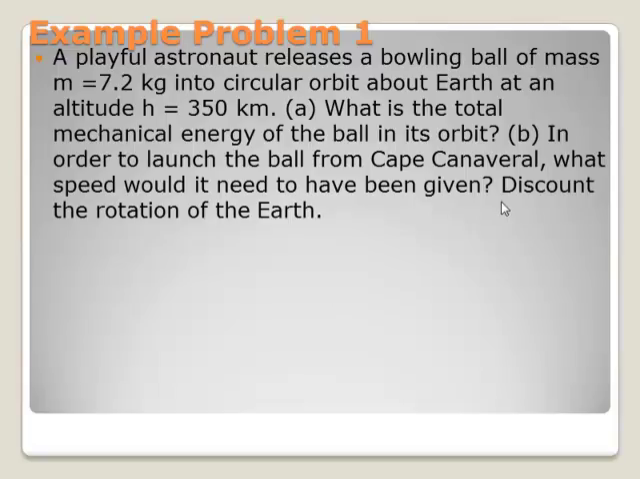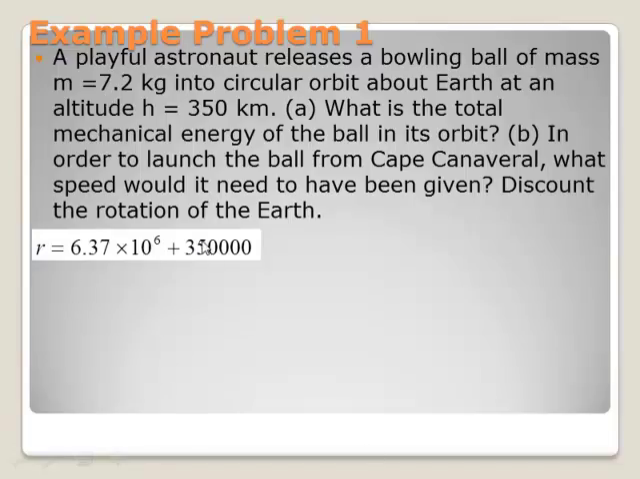So there will be another problem in this video where we do not discount the rotation, so just keep that in mind. When something is on Earth's surface, it has a little bit extra kinetic energy because it has a speed due to the rotation of the Earth. So the first thing we're going to do is calculate how far the center of the bowling ball is from the center of the Earth.